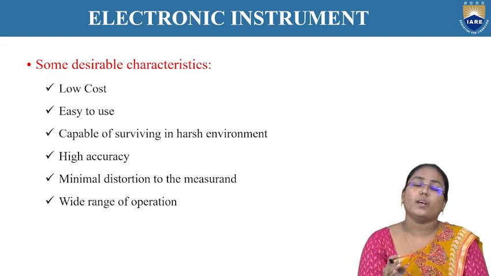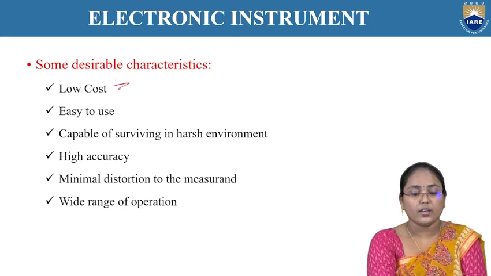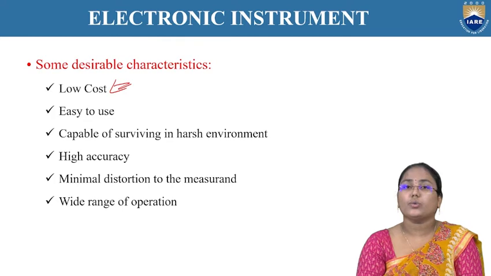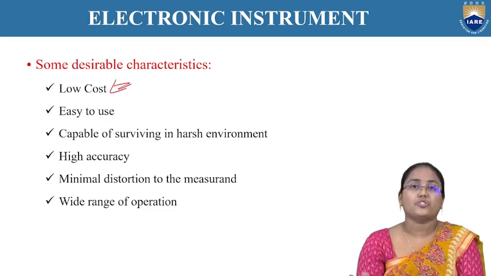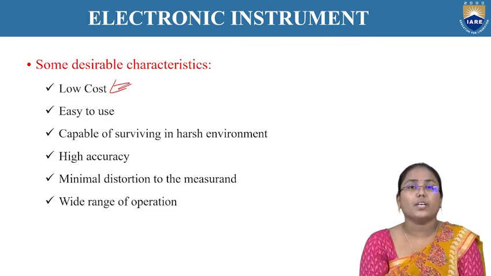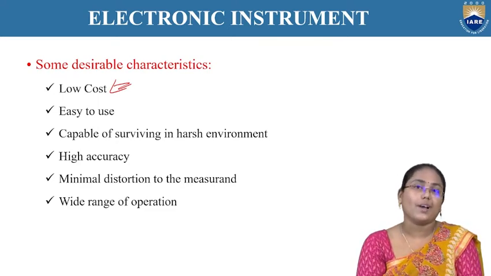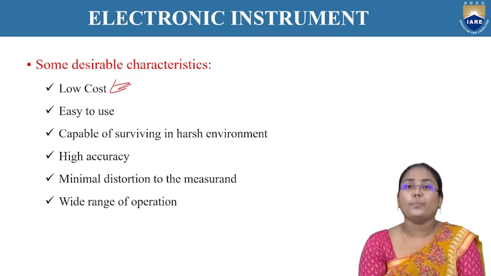Now look at any instrument or any device which we want, definitely we want it at a low cost. Whenever we look at the desirable characteristics of any instrument or device, we will be looking for low cost first. Then after that, easy to use. No one will prefer to undergo a very big training process in order to use a particular instrument. That is why it should be easy to use, such that by looking at the manual, we should be able to use the instrument. It should not be complex.